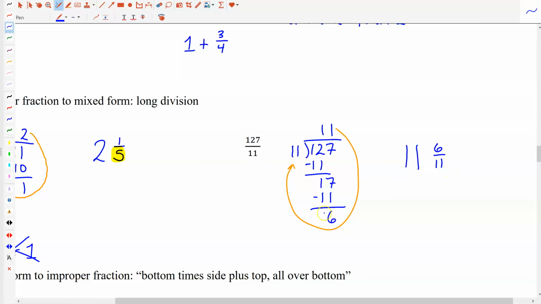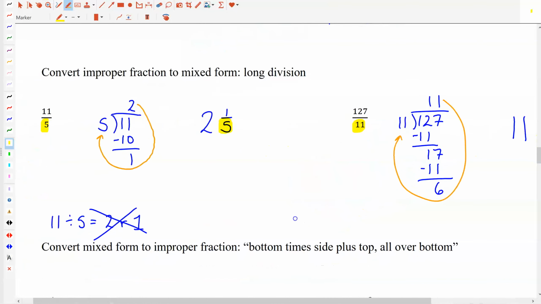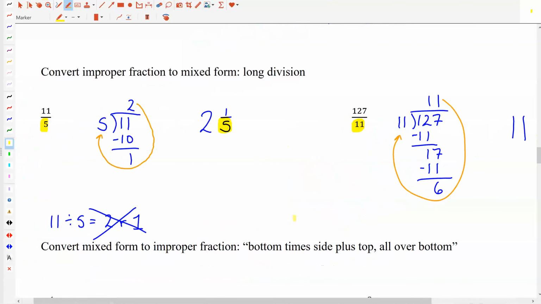So the remainder from the process is the numerator in your fraction, and then again, the denominator in the fraction is always whatever the original denominator was. All right, so if you have an improper fraction and you want to write it in its mixed form, we can do long division because we need to figure out what this remainder is.